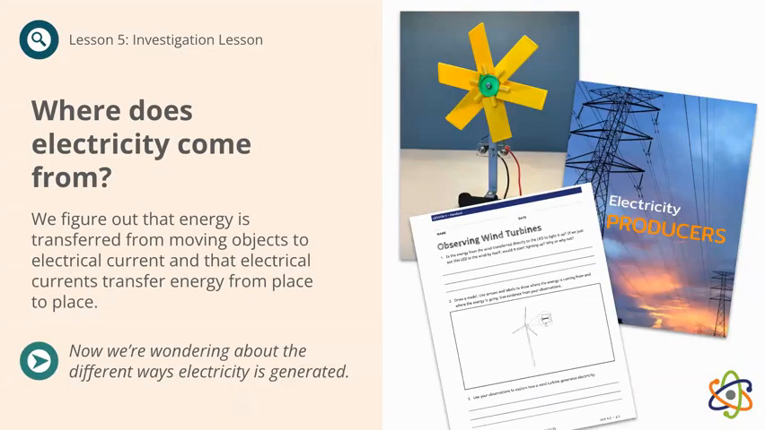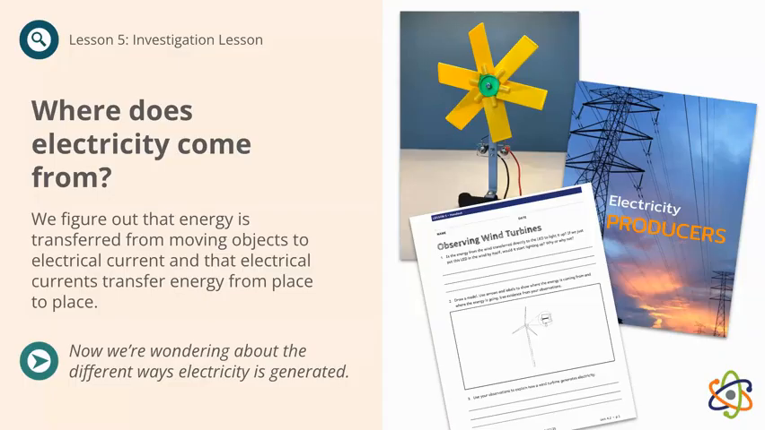So in this next investigation lesson, we want to know where electricity comes from. So we start by investigating how wind can generate electrical current. After making predictions about what we think could be happening, we make and discuss observations of a small wind turbine lighting an LED in our classroom.